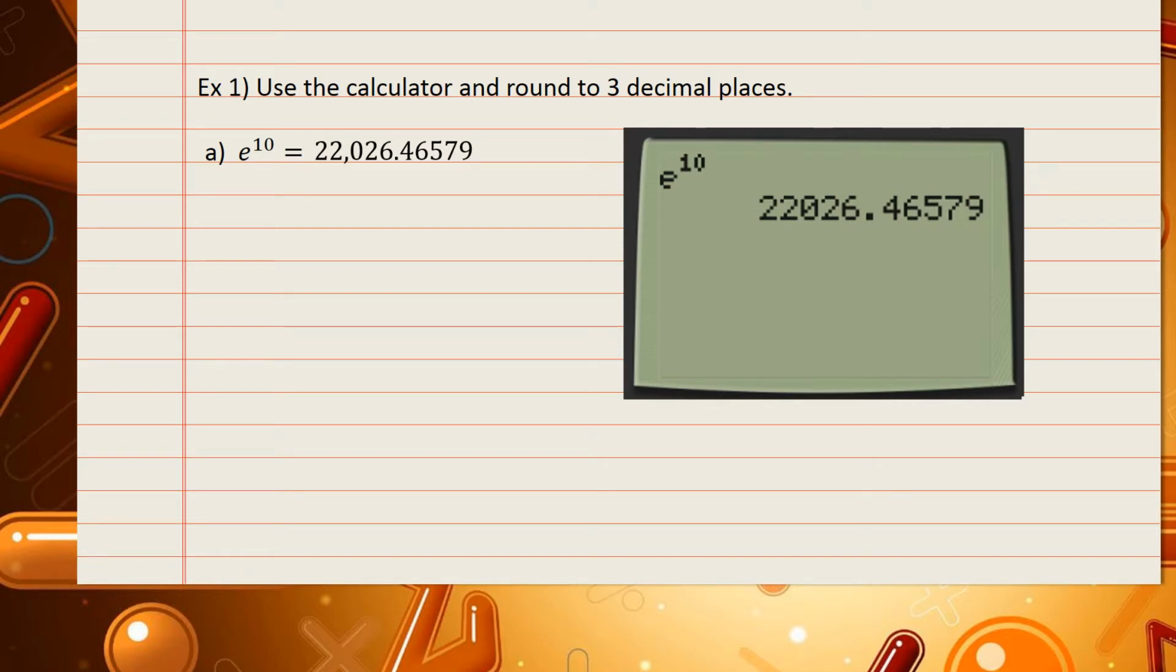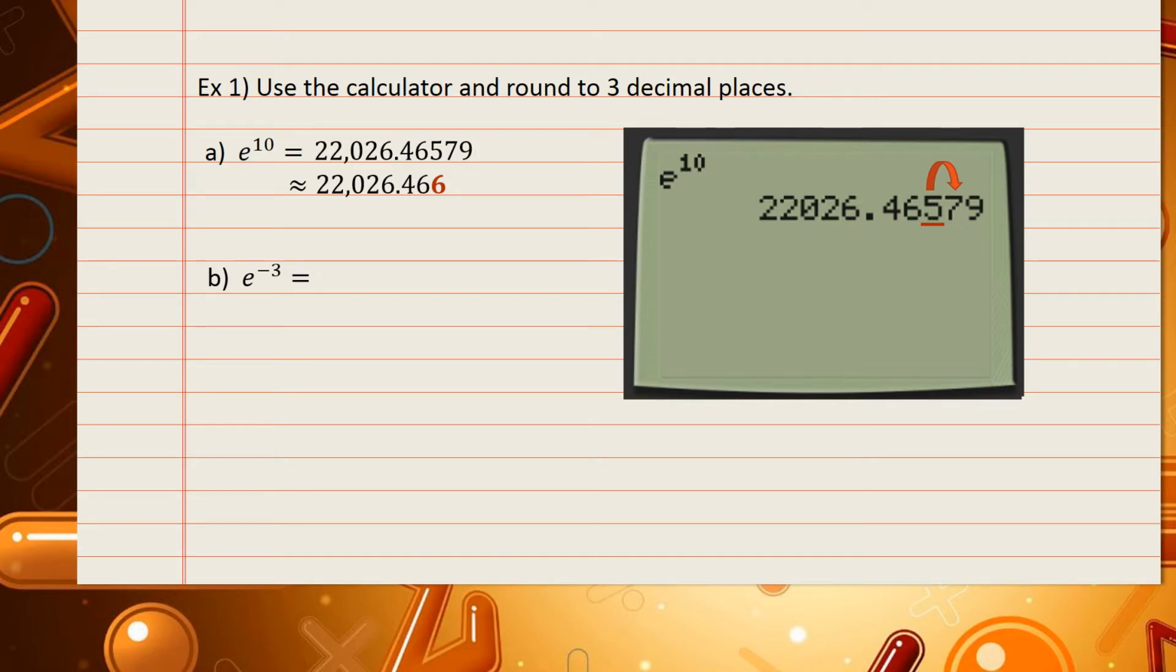Now, according to the directions, we must round to 3 decimal places. Find the decimal, look to the right, and we find the third value. However, we must look to the right of that value to determine if we round up or stay the same. Because the value is larger than 5, we will round up. And so our value is 22,026.466.